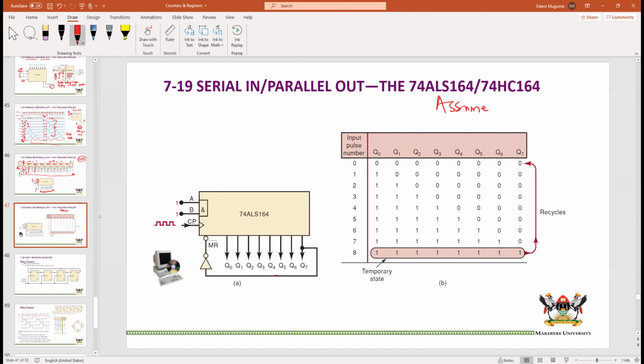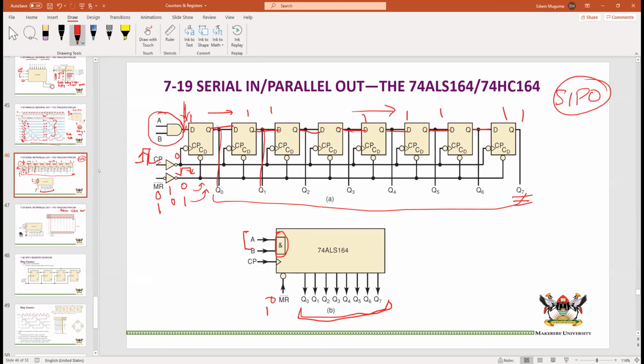We need the application of this by assuming initial clearance, meaning everything is at 0. If Q7 is 0, this is where we need to begin. If Q7 is 0 and this 0 is coming here, we have a 1 here. If a 1 is going in here, we cannot master reset. It is only if Q7 was a 1 that this becomes 0 and we master reset. So let's see. We have 0, 0, 0, 0, and because the input is 1 and everything is 0, the input is 1.